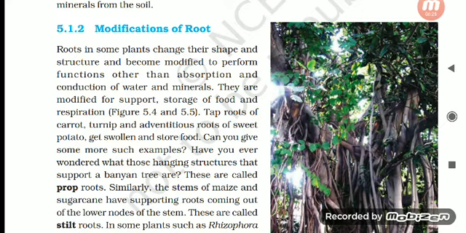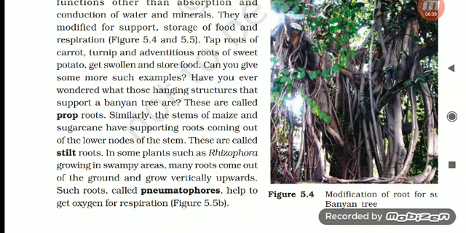Have you ever wondered what those hanging structures that support a banyan tree are? These are called prop roots. Similarly, the stems of maize and sugarcane have supporting roots coming out of the lower nodes of the stem. These are called stilt roots. In some plants, such as Rhizophora growing in swampy areas, many roots come out of the ground and grow vertically upwards. Such roots, called pneumatophores, help to get oxygen for respiration.